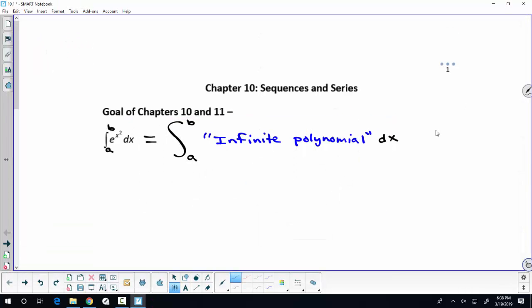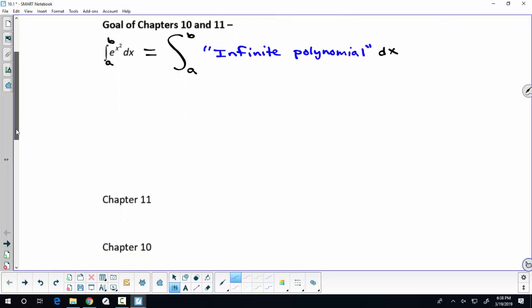So it takes a long way to get there. There's a lot of weeds we have to hack our way through in order to get to that stuff in chapter 11. But just keep that in the back of your mind. All of this stuff is culminating to that.